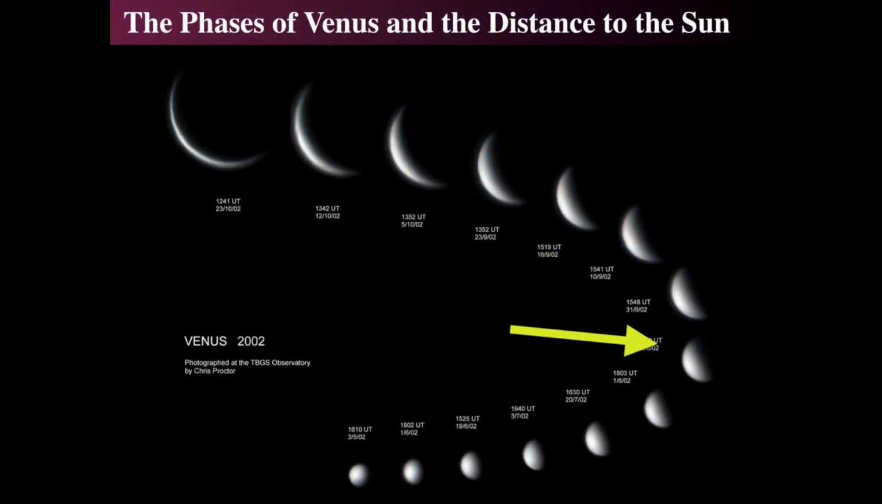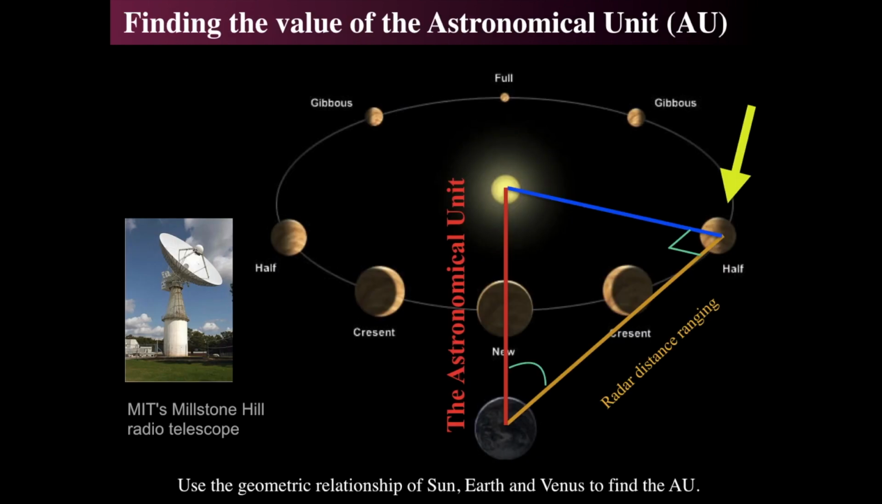We can use Venus to our assistance, because look at this, Venus right there is at quarter phase, which means we see 1/4 of Venus. That means it's at 90 degrees. If you were on Venus, looking in the sky, you would see the Sun and the Earth at 90 degrees in the sky. So the position of Venus with respect to the Earth and Sun is at a 90-degree angle. We can determine the distance from Earth to Venus using radio telescopes such as MIT's Millstone Hill, bouncing radar beams off of Venus as it's moving, and then, again using triangles, determine the astronomical unit.